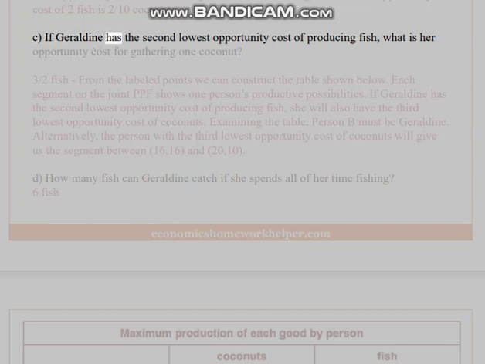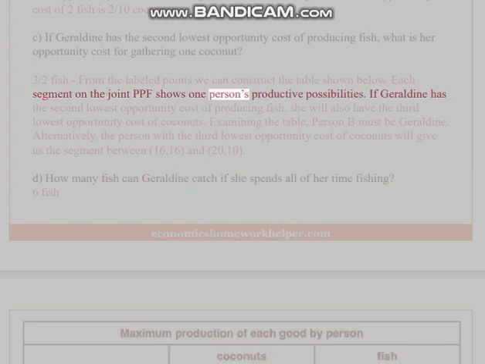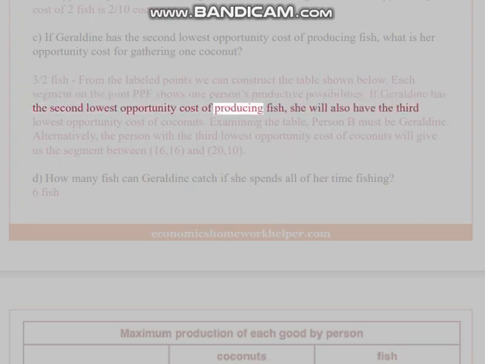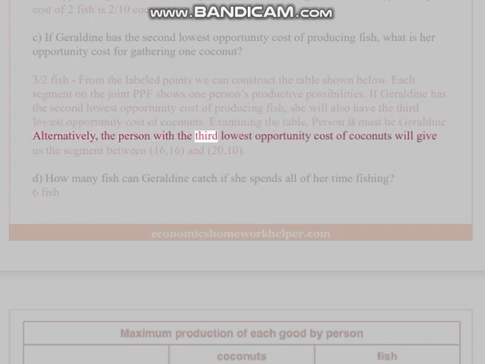C. If Geraldine has the second lowest opportunity cost of producing fish, what is her opportunity cost for gathering 1 coconut? 3/2 fish. From the labeled points we can construct the table shown below. Each segment on the joint PPF shows one person's productive possibilities. If Geraldine has the second lowest opportunity cost of producing fish, she will also have the third lowest opportunity cost of coconuts. Examining the table, person B must be Geraldine. Alternatively, the person with the third lowest opportunity cost of coconuts will give us the segment between 16 and 20, 10.